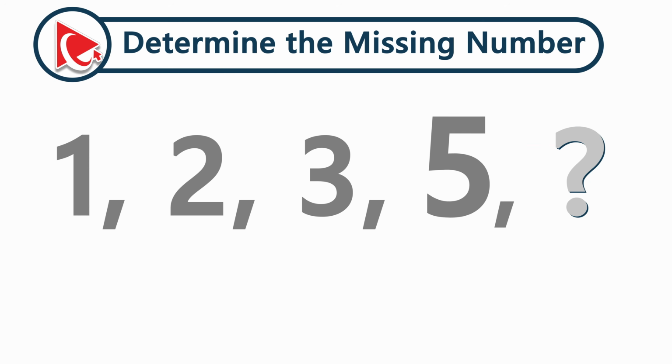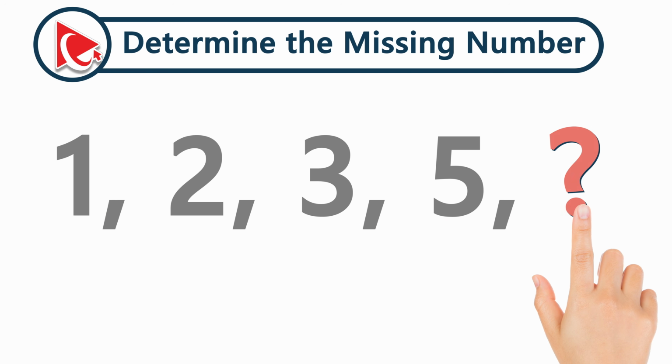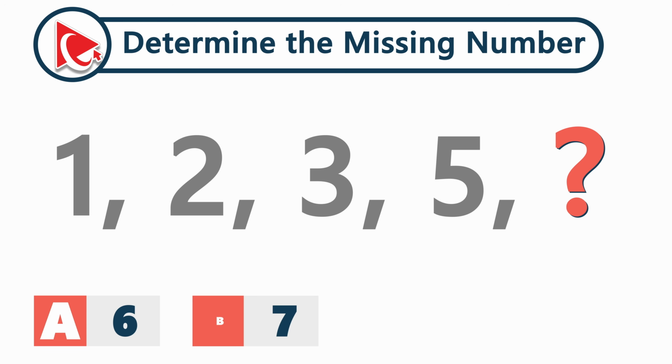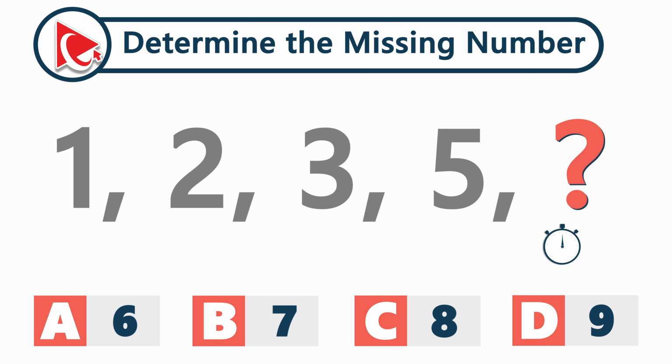You're presented with the sequence of numbers 1, 2, 3, 5, and then comes the missing number, which you need to calculate and select your answer out of 4 possible choices: A6, B7, C8, or D9. Can you try to solve it on your own?